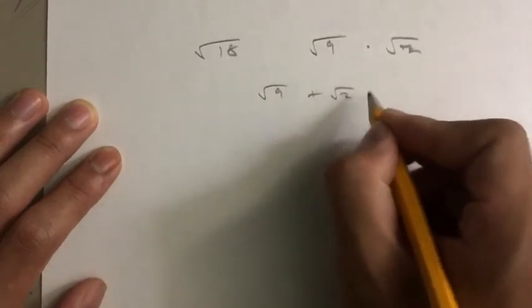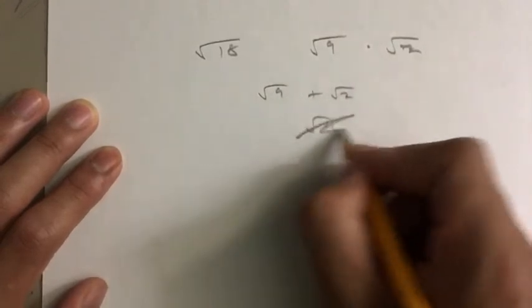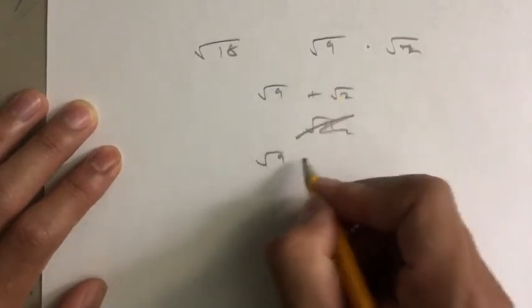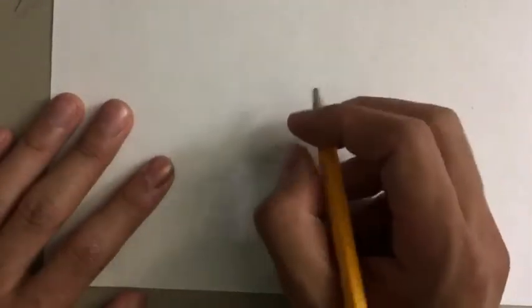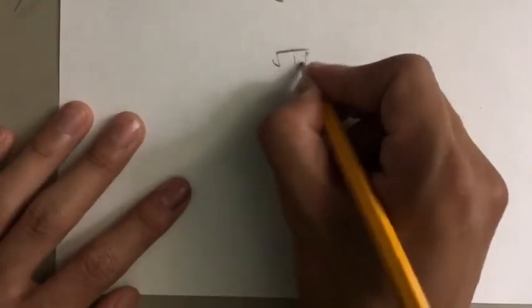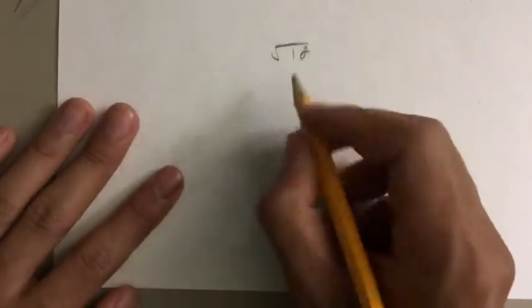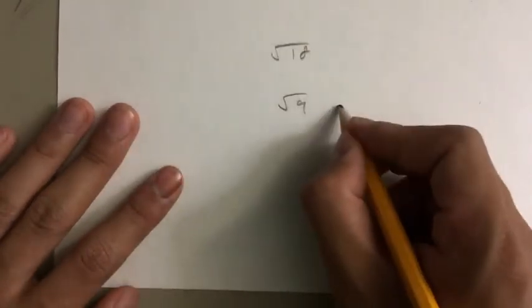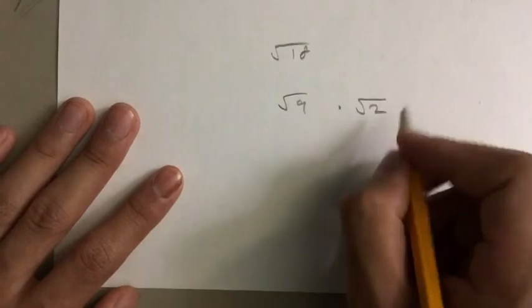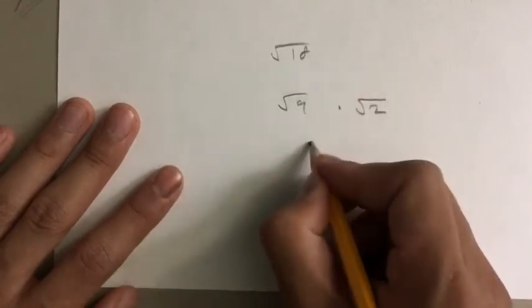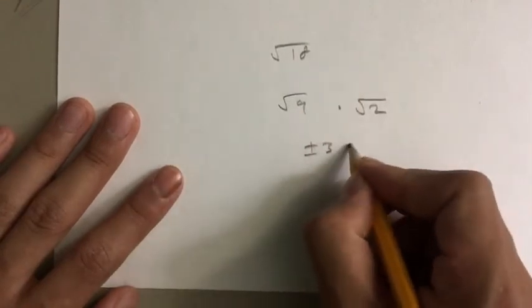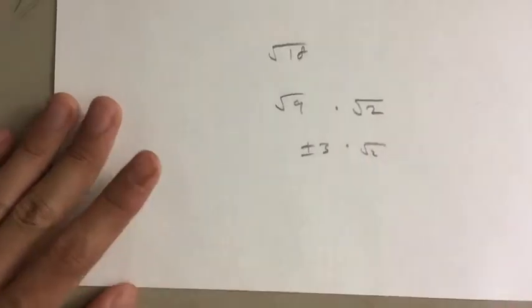Because that doesn't equal that. No, that doesn't work like that. It's just root 9 plus root 2. So just remember that. And also, simplifying radical expressions, if you have root 18, well, you can split that up into root 9 times root 2. Root 9 is just plus or minus 3, so it's plus or minus 3 times root 2, and that's all you can simplify.